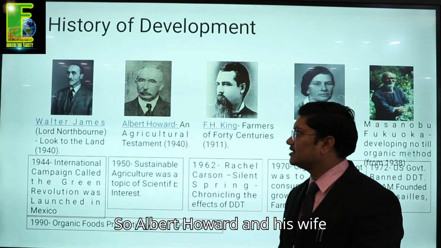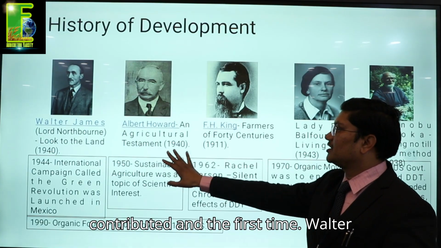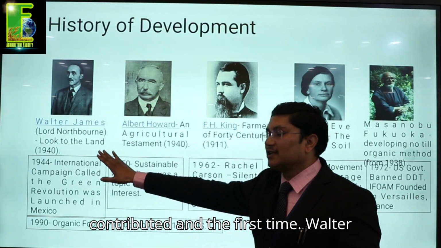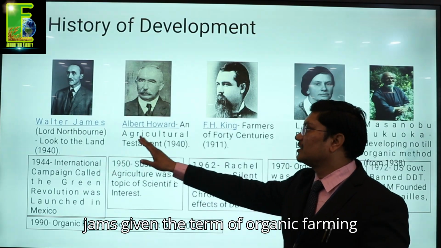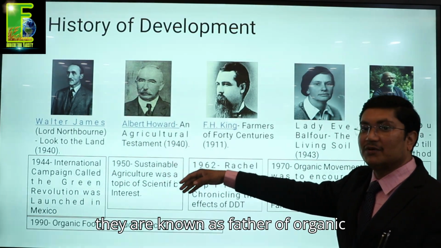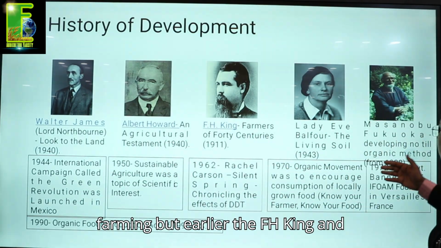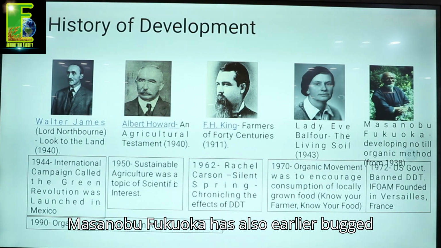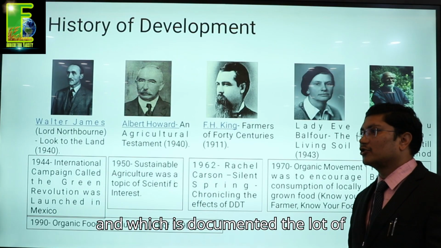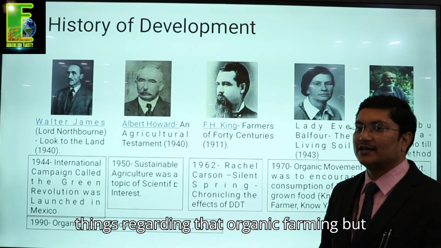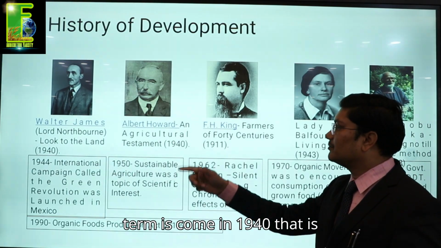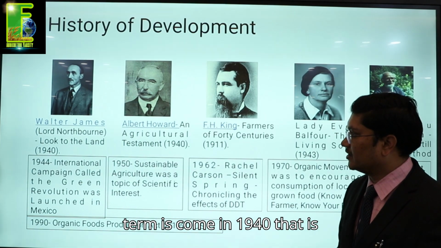So Albert Howard and his wife contributed, and Walter James first gave the term organic farming. They are known as the fathers of organic farming. But earlier, F.H. King and Masanobu Fukuoka had also worked and documented a lot of things regarding organic farming, but the term came in 1940, that is, organic farming.